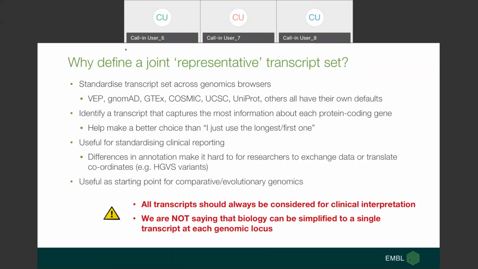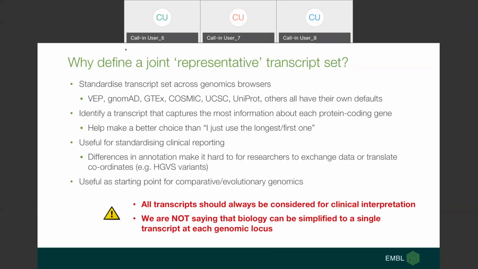And here, I just want to say, an important caveat about this project is that we're not saying that we're defining a set for clinical interpretation. That's not what we're doing. We know that all transcripts at a locus are valid and useful and should be used. And we're also not saying that you can reduce biology to a single transcript. We know that that's not the reality of what's happening for many genes across the genome. This is more about standardizing and about bringing the community to be able to have a useful tool that they can use for all the reasons I've mentioned above.